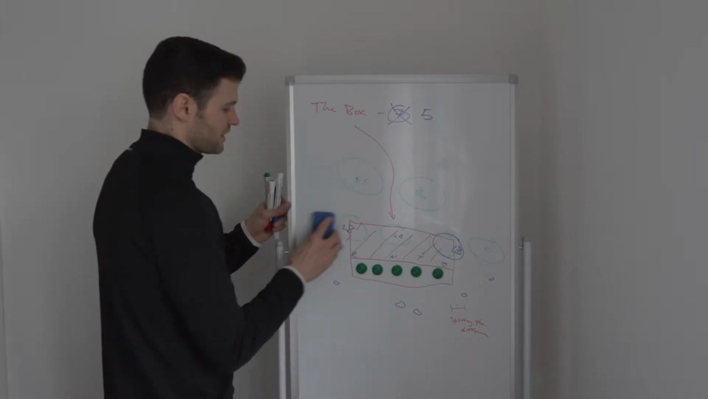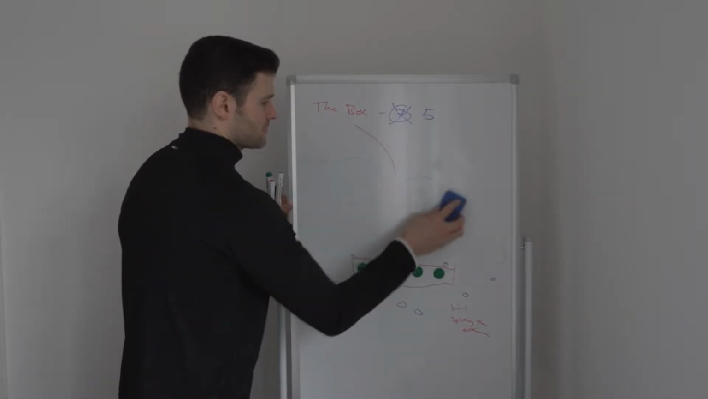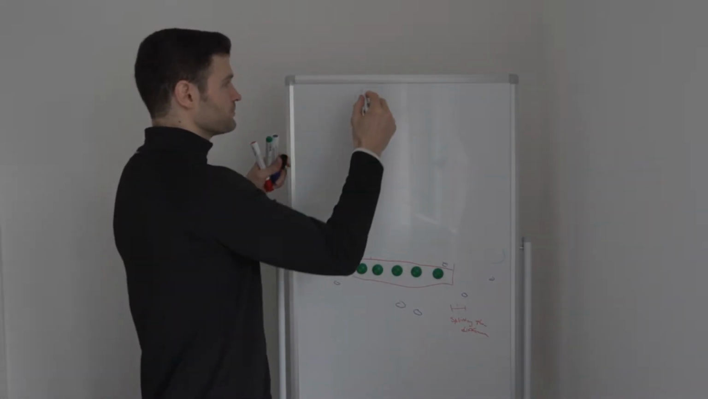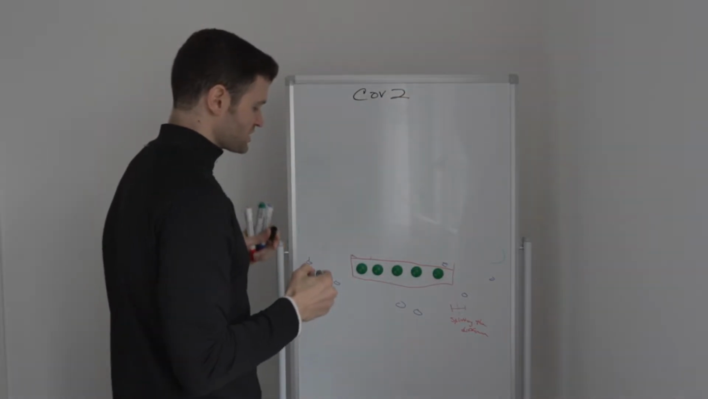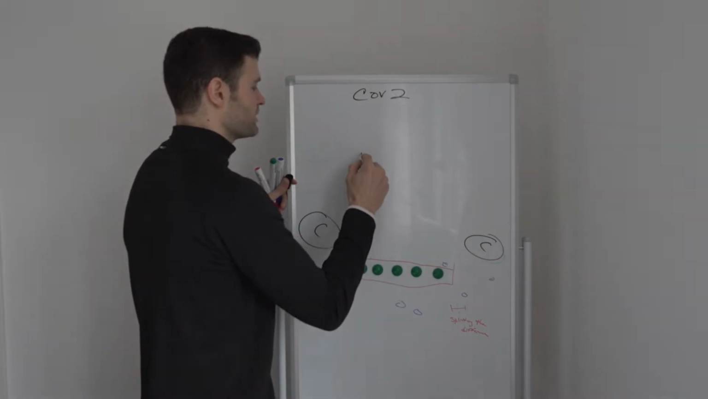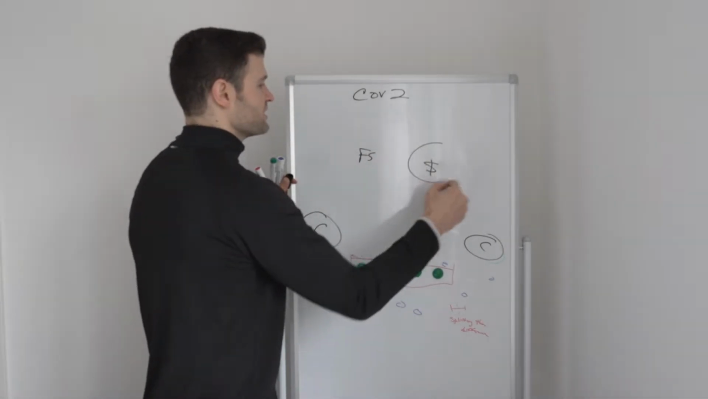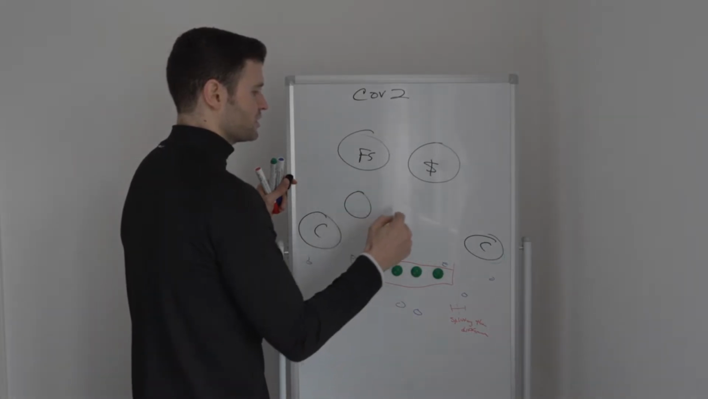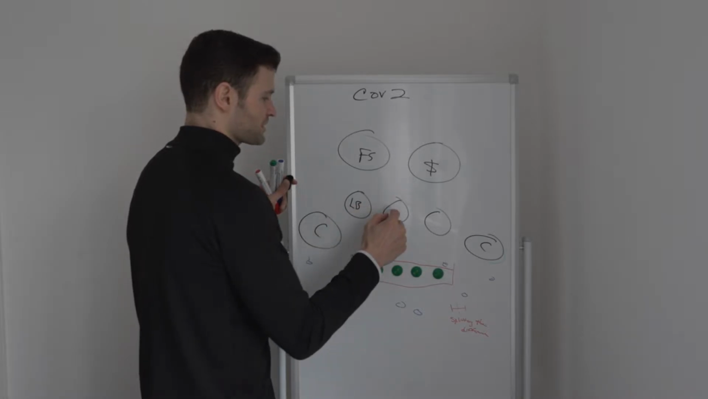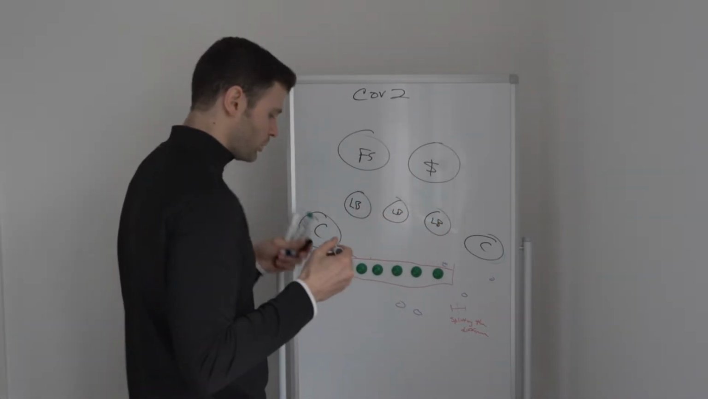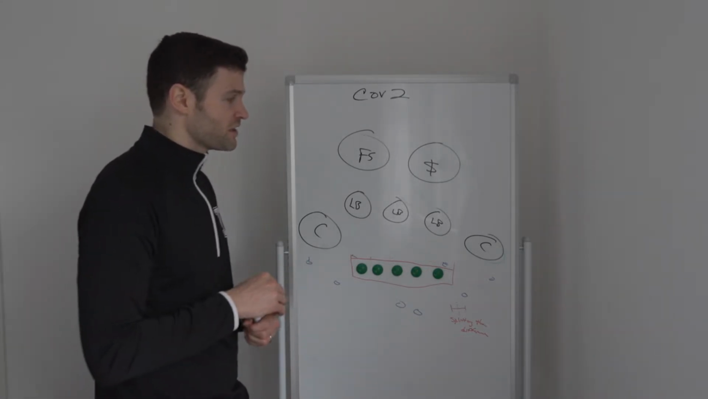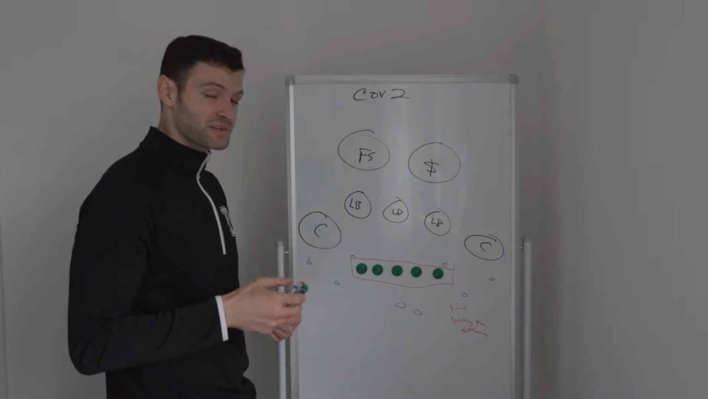Let me make some room again. So cover 2, we talked about the basics. We got corners outside, we got a free safety, and we got a safety for each half of the field. Hook to curl, middle curl, hook to curl. So we got linebackers here. Well, how do we beat it? I've been a little maybe pessimistic in saying it's a really hard coverage to beat, but there are definitely ways to beat it. So how do you beat it?